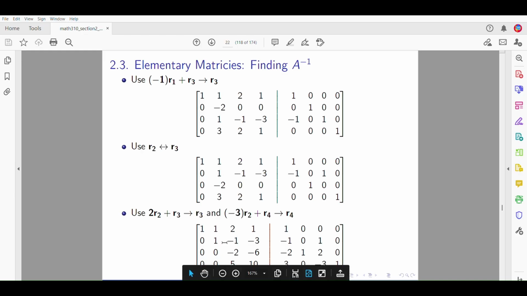Let's look at row 3. 2 times this plus 0, so that's negative 2. 2 times this, that's negative 6 plus 0. 2 times this, negative 2 plus 0. 2 times 0, no change. 2 times 1, 2 plus 0. 2 times 0, 0, no change. So that's your new row. Now I want to get a 1 over here.